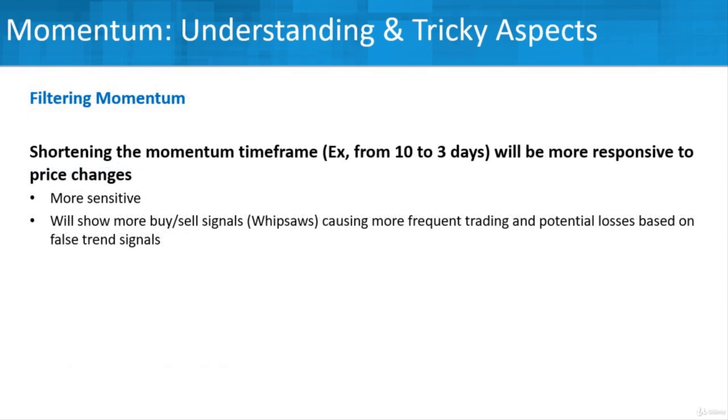Now, there are ways to adjust momentum or filter momentum too. If you shorten the momentum time frame, like we used an example of 10 days, but if let's say you shorten that to real short, like 3 days, you'll be more responsive to price changes. It's going to be the more recent prices, right? It's only a 3-day look back as opposed to a 10-day. Again, it's only looking at that specific day. That's what momentum is versus a moving average. But the idea is it'll be more sensitive to those price changes.